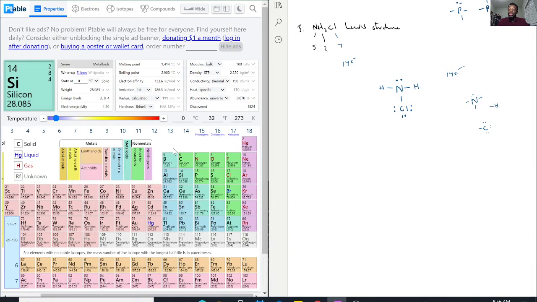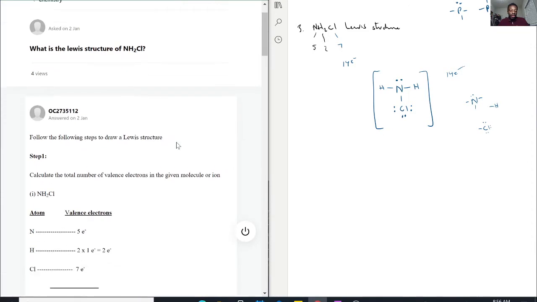Yeah, and 3 lone pairs and 1 bond on chlorine. Okay. So with that being said, this will be the preferred Lewis structure for NH2Cl. Let's see how we did.